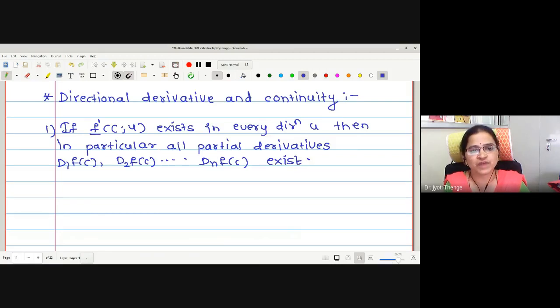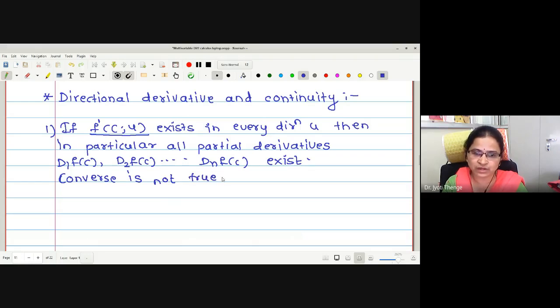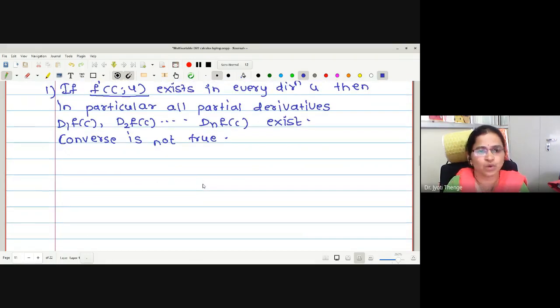This is quite obvious. Why? Because f dash of c comma u gives us the derivative in all possible directions, and whenever we consider the direction u to be along the coordinate axis, directional derivative is going to become the partial derivative. Hence, if directional derivative exists for every direction, then surely partial derivative is going to exist, but converse need not be true. Converse is not true.